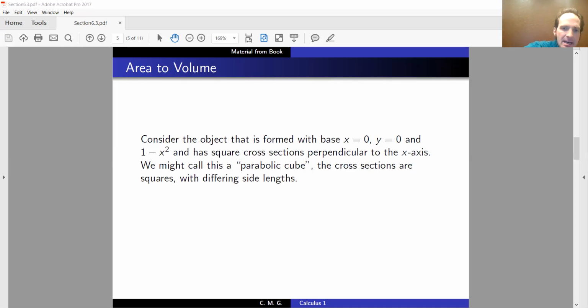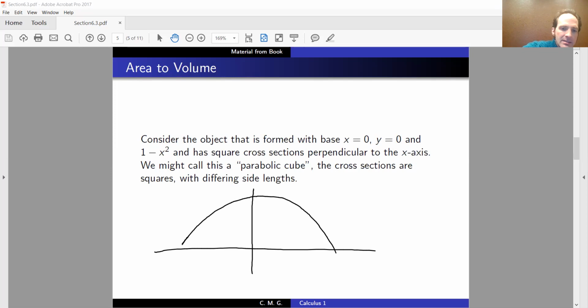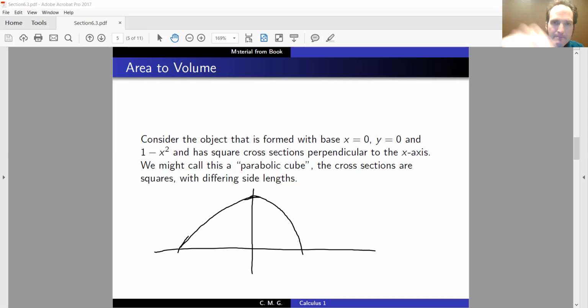So what I have is the x-axis, the y-axis, and a parabola, 1 minus x squared. It's a parabola that has been shifted up 1. It's not well drawn there, but that's the object I'm thinking about. I want to look at the base of this three-dimensional object. The base is bounded by the x-axis, the y-axis, x equals 0 and y equals 0, and then this parabola. Now I think about the three-dimensional object on top of that.